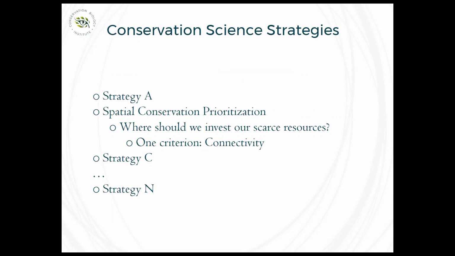Now, starting with the big picture, there are many different strategies for conservation of biodiversity. One key strategy is spatial conservation prioritization, which is looking at the entire landscape and prioritizing where we should invest our scarce resources. An important criteria of all this is connectivity and how habitats connect to each other, how species move within these habitats. And this is especially important for maintaining genetic diversity and the maintenance of biodiversity itself.